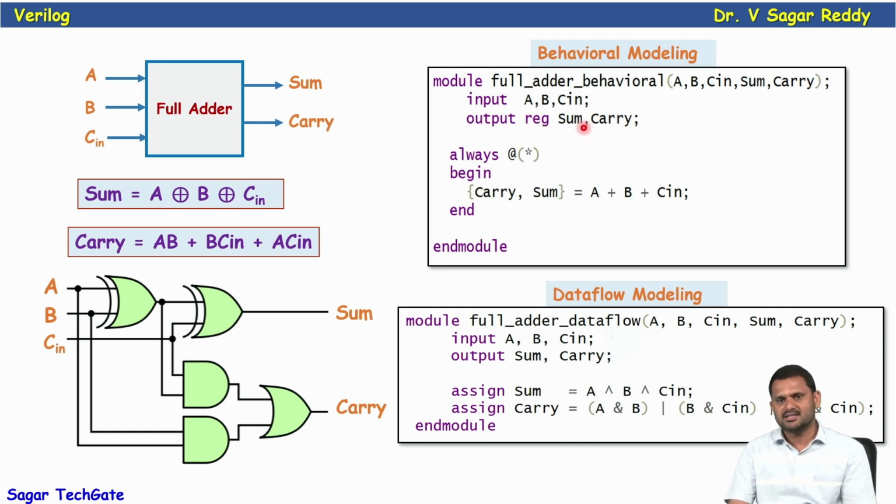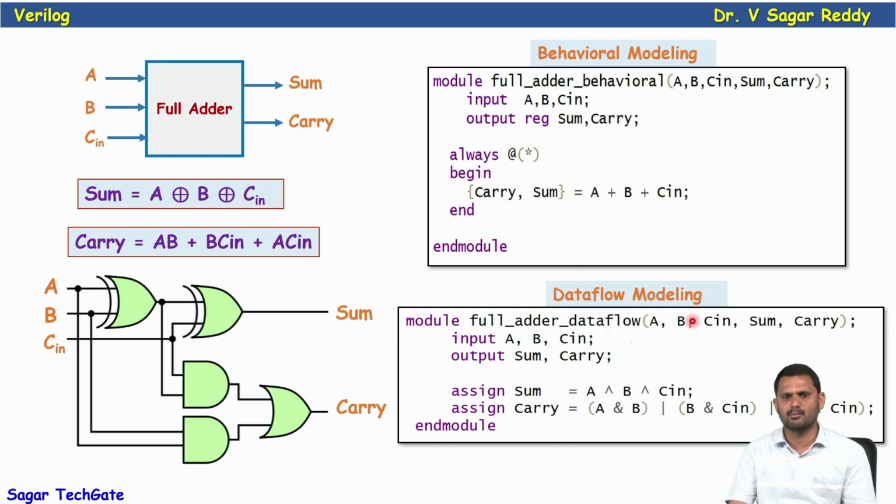So output reg sum, carry, because sum and carry are on the LHS in the procedural block, they should be declared as reg. Always @(*), the star means if anything changes on the RHS, it will execute. So if A changes or B changes or Cin changes; we can also write always @(A, B, Cin). So always @(*) begin and end. Carry, sum equals A plus B plus Cin. We already discussed the various operators used in Verilog, like the concatenation operator, so better see that video if you haven't. Just describing the behavior of this full adder.